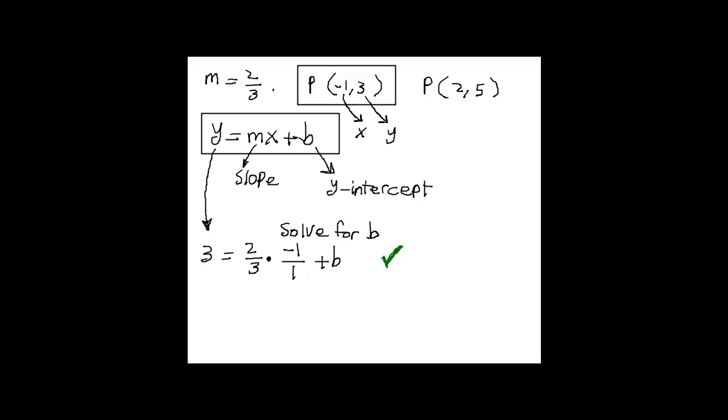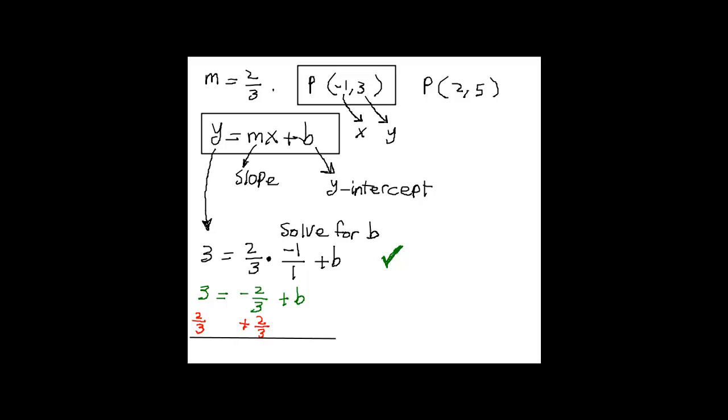Let's take a look at this. Now we have 3 is equal to 2/3 times -1/1, which would be -2/3, plus B. That's the first step. And then to solve for B, we have to isolate B, so we have to add 2/3 to both sides of the equation. Right? You're just solving a simple equation. Add 2/3 to both sides of the equation. Those of you who put the X next to your name, you should be able to follow this now.